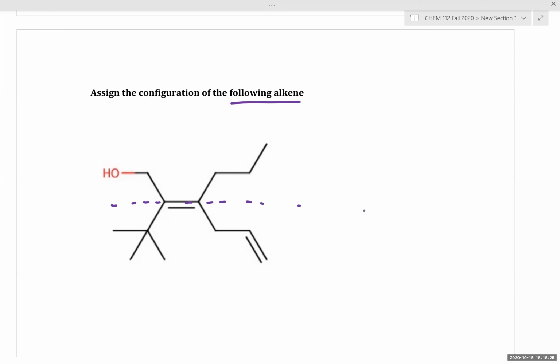So let's try to get some responses in the chat, or if you have a question, don't be shy to ask a question in the chat or verbally, and I'd be happy to address your questions. At the bare minimum, we should see some proposed stereochemical assignments for the following structure.